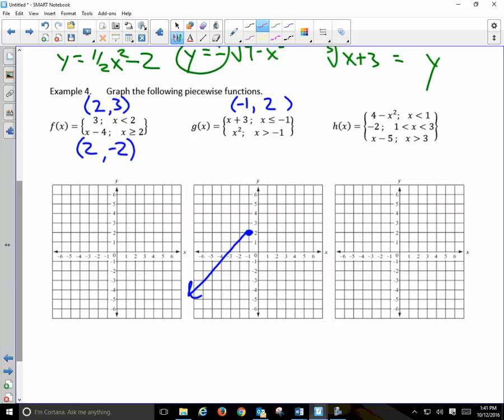What's different about this last one? There's 3 graphs. Let's talk about the shape. 4 minus x squared. What does it look like? Parabola, upside down or right side up? Shifted up 4. Okay, great. Got that. How about x minus 2?